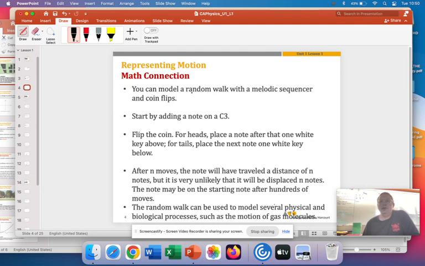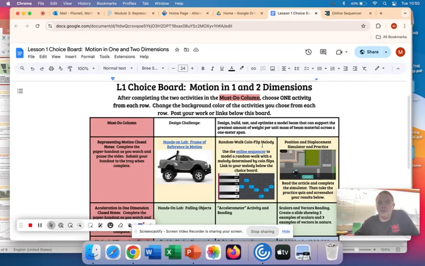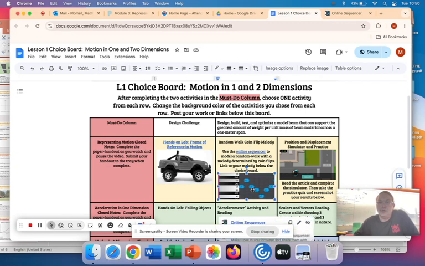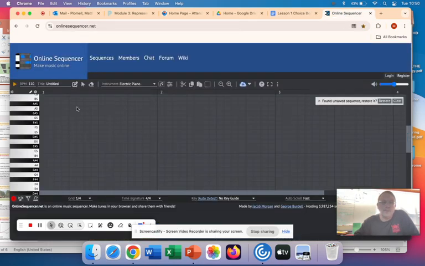To connect this to math a little bit, we're going to do what's called a random walk. We're going to use a melodic sequencer and coin flips so we can discuss the difference between displacement and distance. On your choice board, you will notice one of the options is called the random walk coin flip melody in the first row. You can use the online sequencer to model a random walk. Let's go ahead and click on this picture and go to the sequencer link.